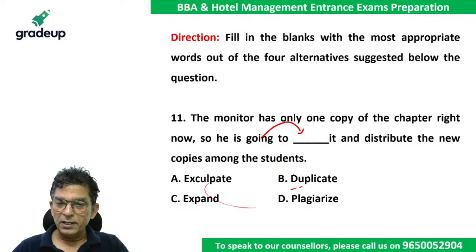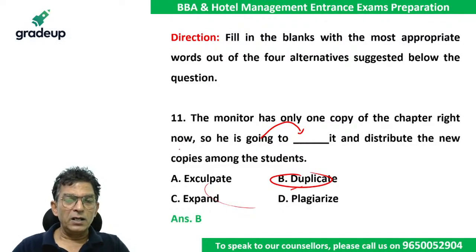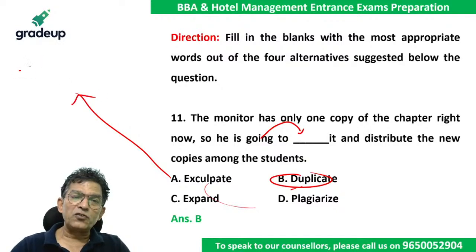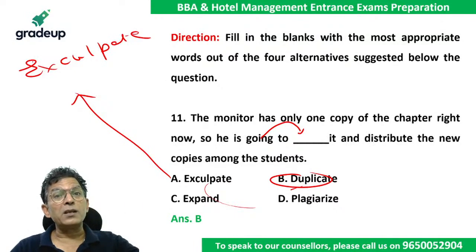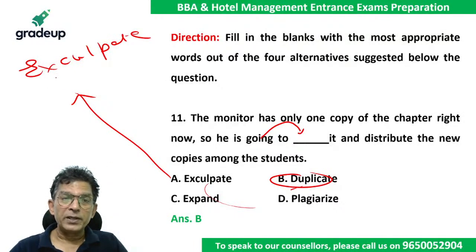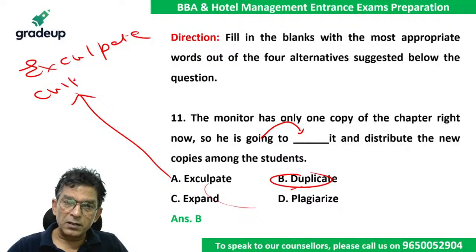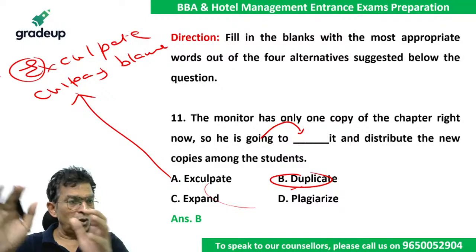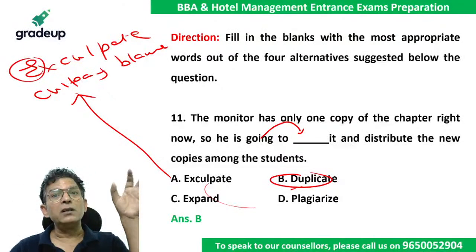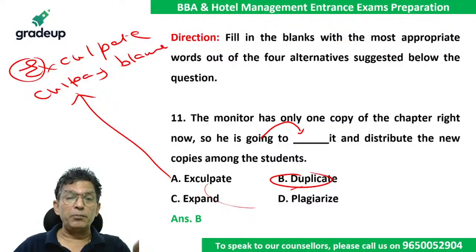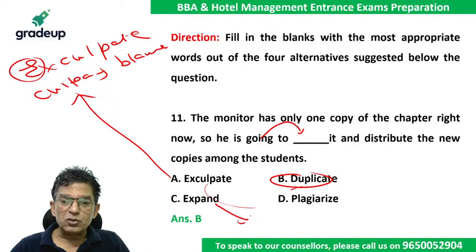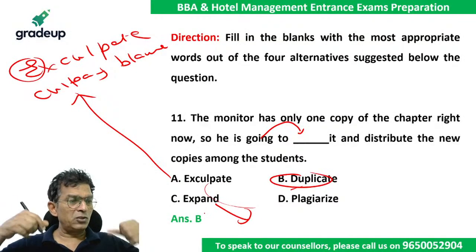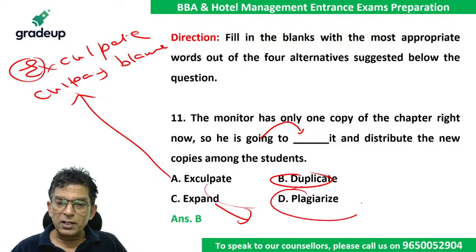Okay, so duplicate. Now let me tell you the meaning of the other words. Exculpate is to free from blame. Exculpate is to free somebody of blame. Culpa means blame. Ex means away. So take away blame from somebody, acquit somebody. Exculpate means to free someone of fault. Okay? Expand is to stretch.